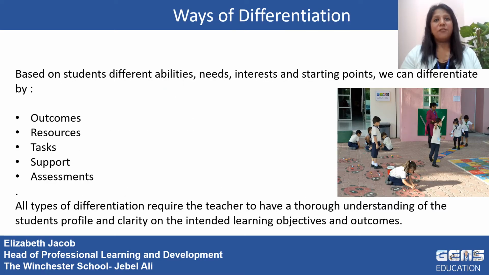So how can I differentiate learning in a classroom? Based on the students' different abilities, needs, interests, and starting points, we can differentiate by outcomes, resources, tasks, support, and assessments. All types of differentiation require the teacher to have a thorough understanding of the student's profile and clarity on the intended learning objectives and outcomes.